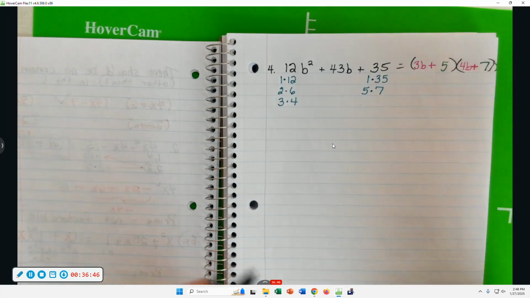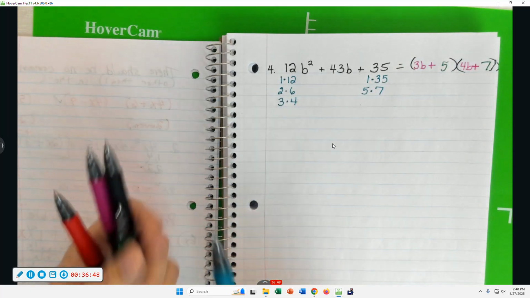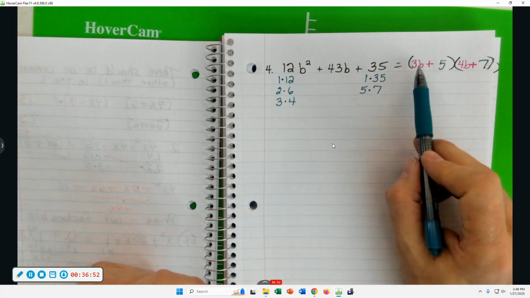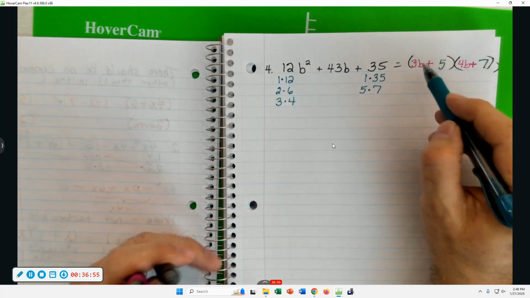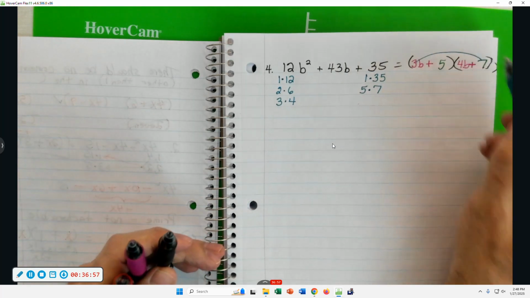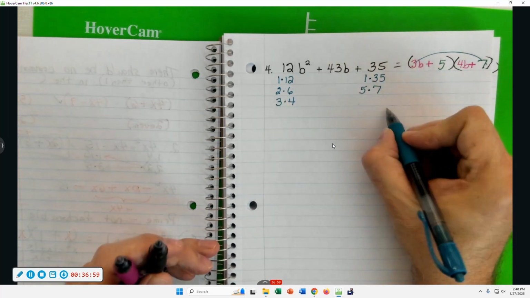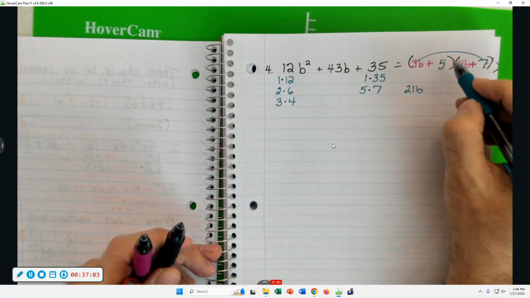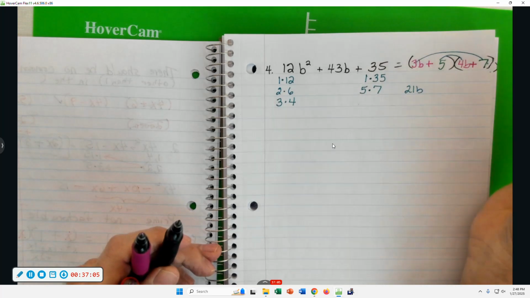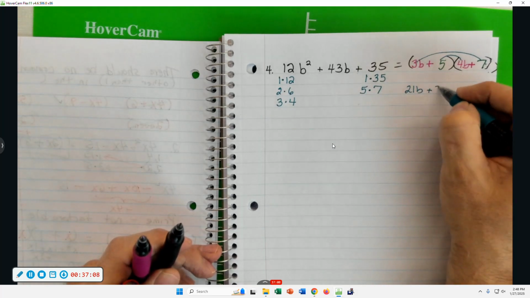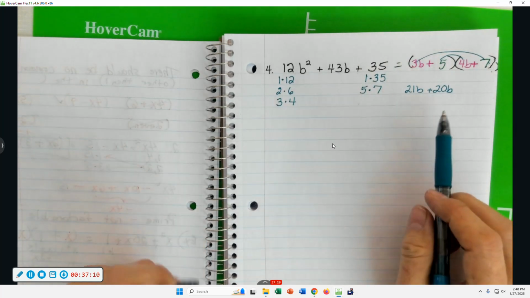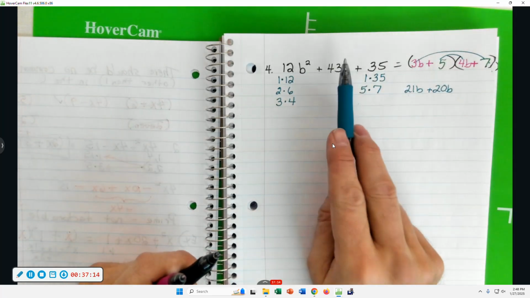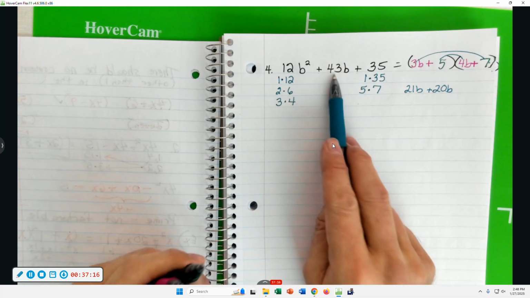It's not going to work, but it's good for them to see one that doesn't work. Track that outer and inner. Are you going to get back 43b? The outer product gives us a 21b, and the inner is a 20b. Well, we're going to get pretty close. We have a 21b and 20b. That gives us 41b, but not 43b.